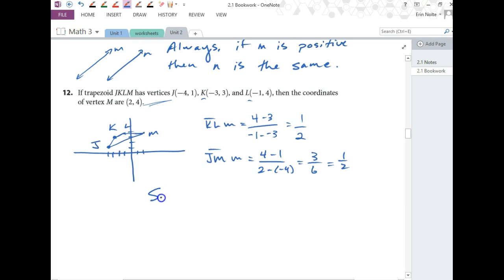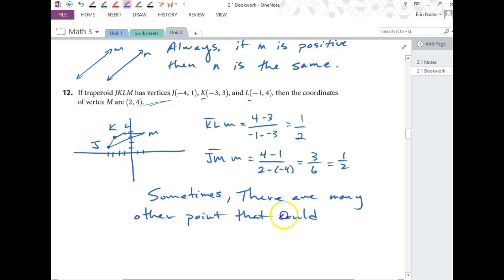Sometimes, there are many other points that could make a trapezoid.